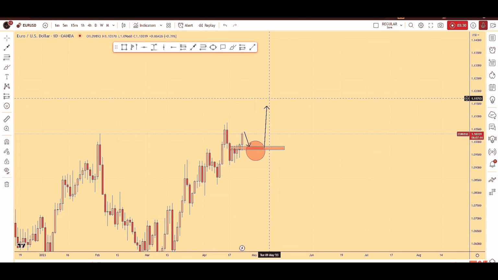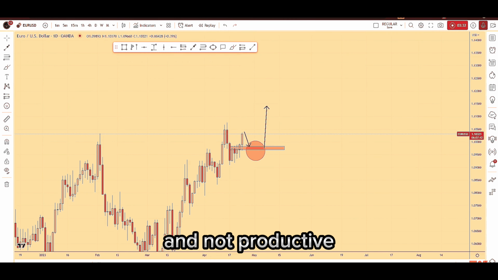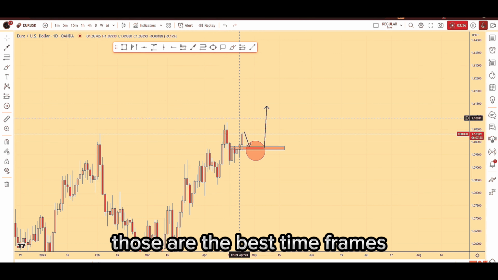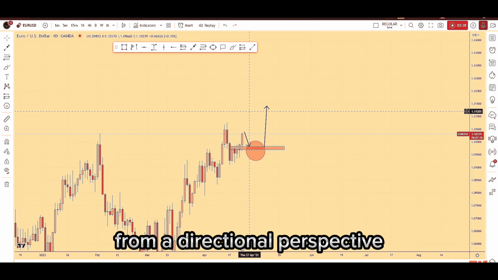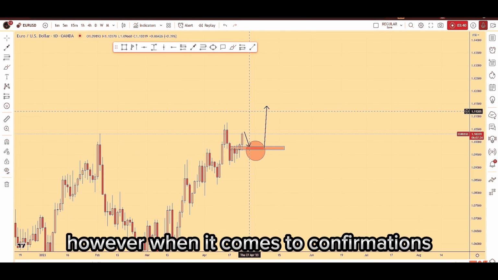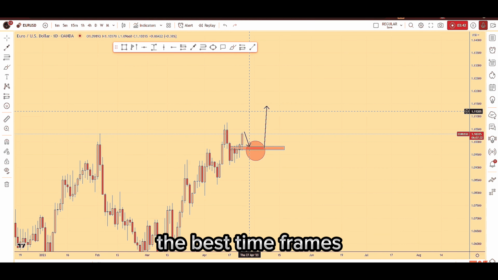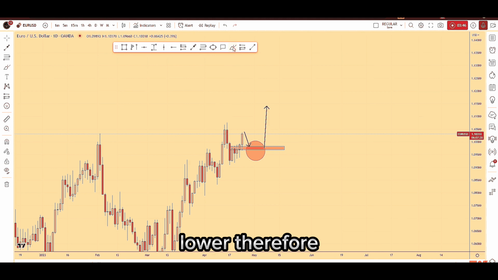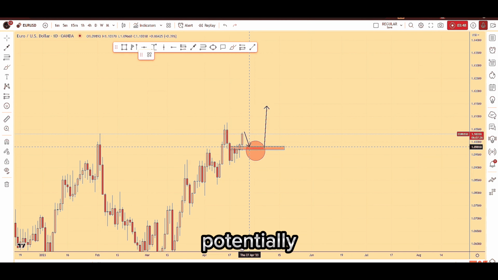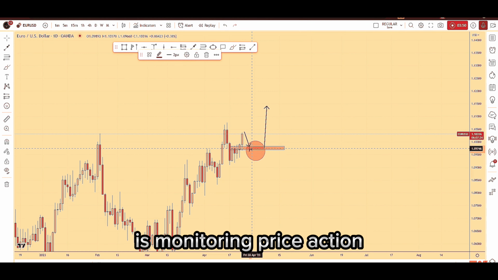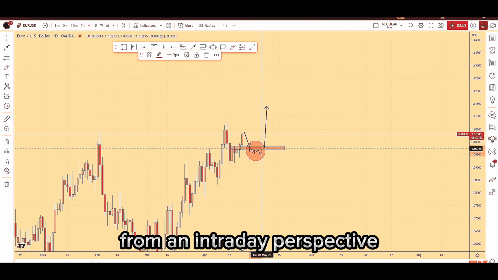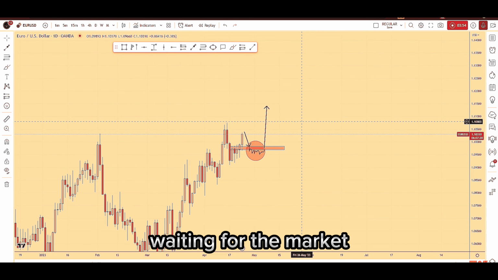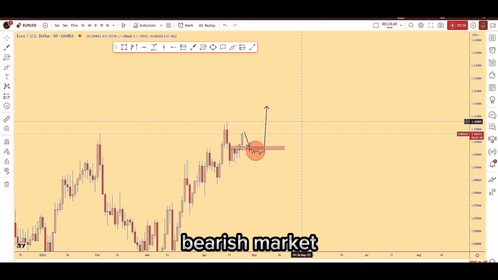Well, as usual, trading is reactive and not predictive. The monthly, weekly, and daily, those are the best time frames from a directional perspective. However, when it comes to confirmations and entries, the best time frames are the intraday time frames, so 4 hour and lower. Therefore, what we could be doing, potentially also with students, is monitoring price action from an intraday perspective during this move to the downside, waiting for the market to shift from an intraday bearish market as we would have to an intraday bullish market.